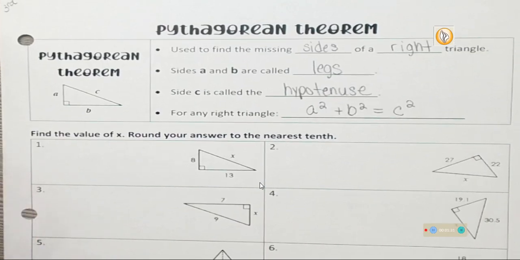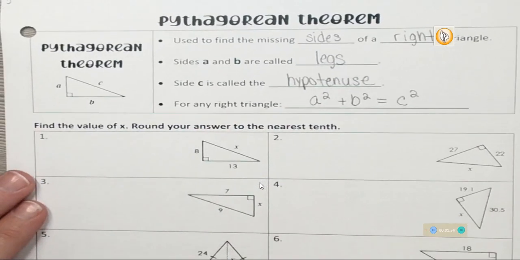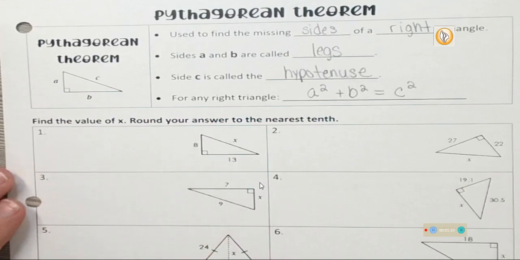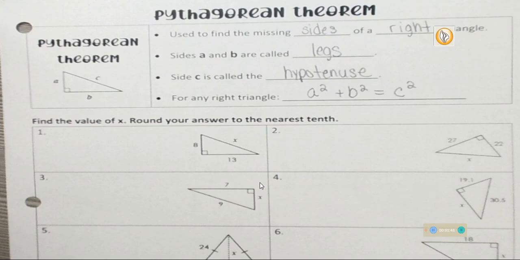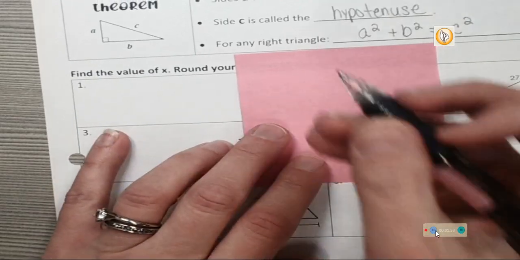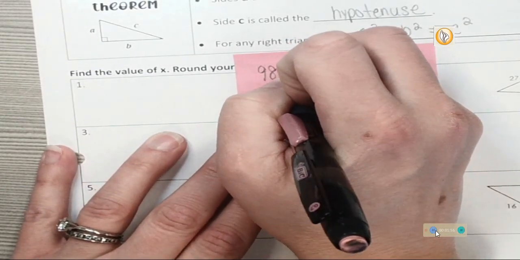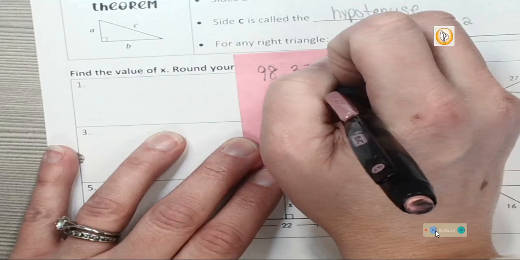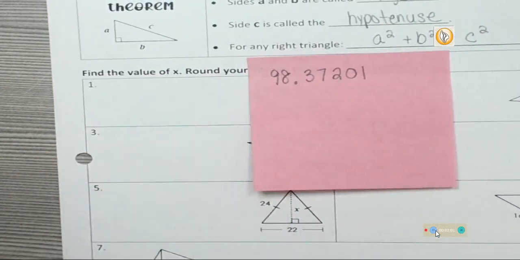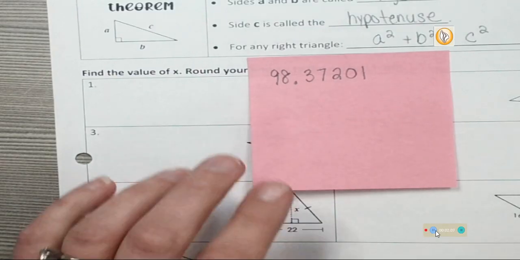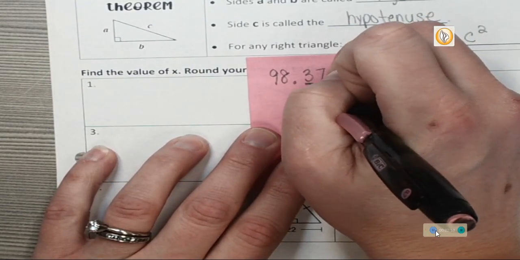If you get that C in the right spot, it's going to all work itself out. Alright, so I started you out with a couple of easy figures. Your directions say find the value of x and round your answer to the nearest tenth place. Now, let's talk about rounding. I'm going to make up a random number: 98.37201. If I want the tenth place, what digit is in the tenth place? 3.